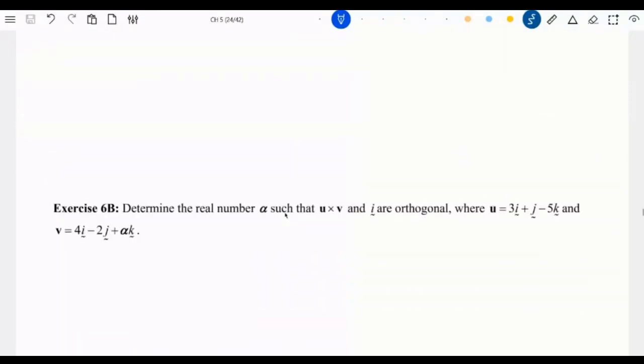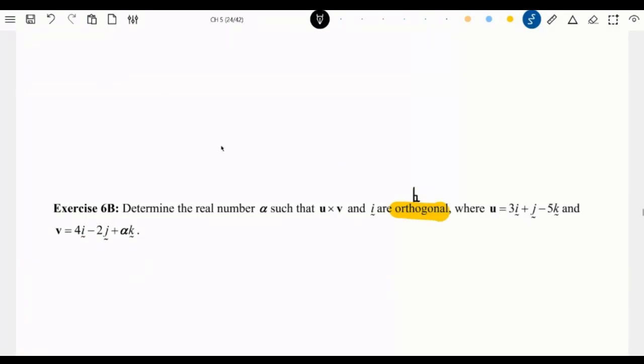Okay. Determine the real number alpha such that U cross V and I are orthogonal. Okay. Orthogonal ni apa? Siapa-siapa yang tahu maksud orthogonal? What is mean by orthogonal? Anyone? Ada siapa-siapa nak try? Perpendicular. Yes, good. Orthogonal adalah perpendicular. So this one is a perpendicular.